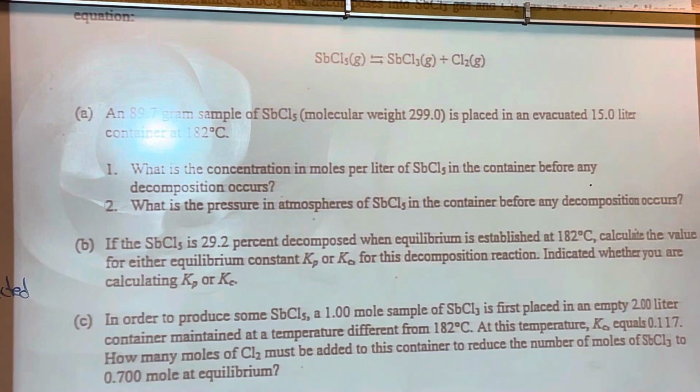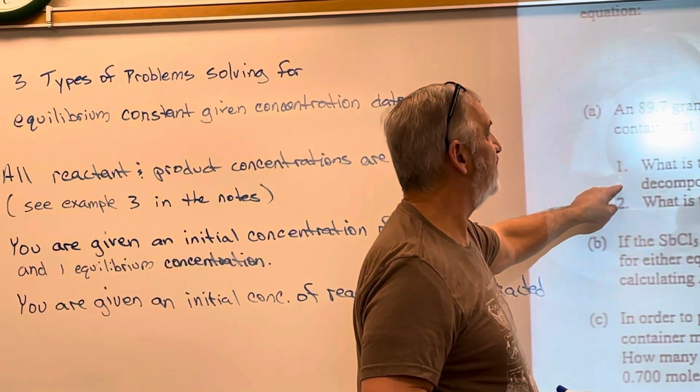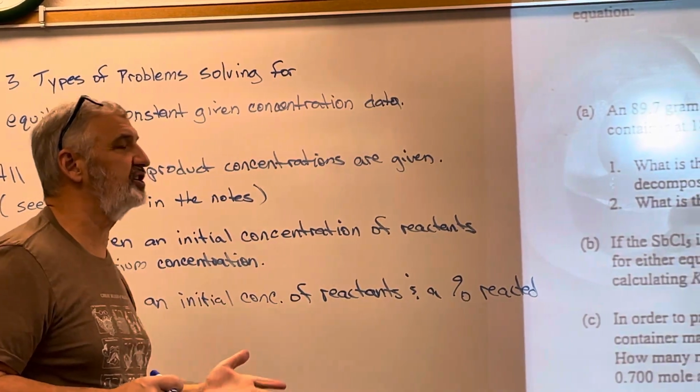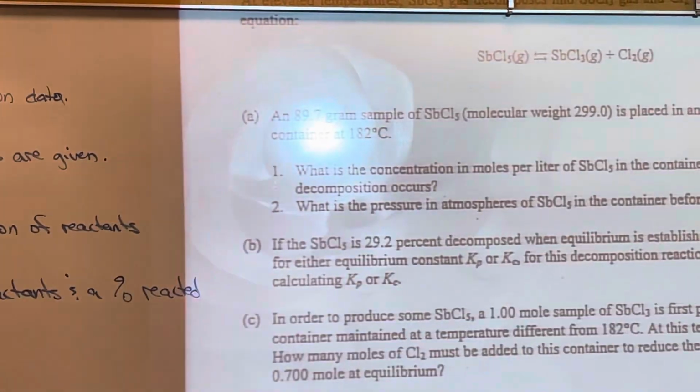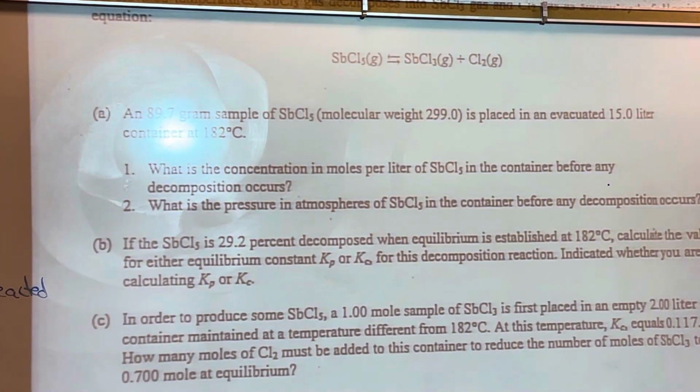So if I look at A, what is the concentration in moles per liter of SbCl5 before any decomposition occurs? Well, we can do that, right? Yes. So how do I do that one? Just find the molarity, just like we just did, right? So take a second and do that, and then what about number 2?